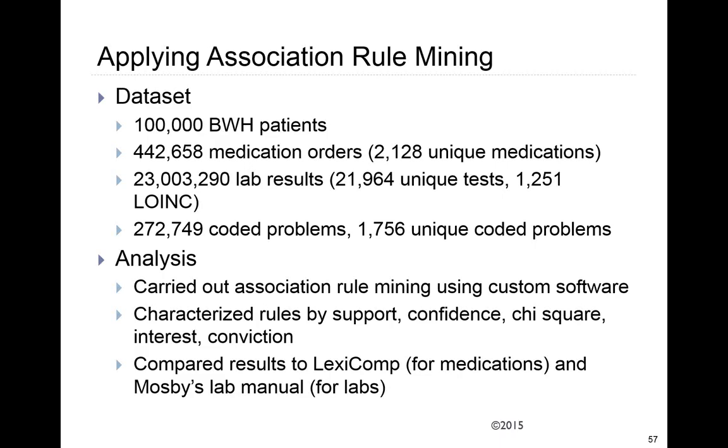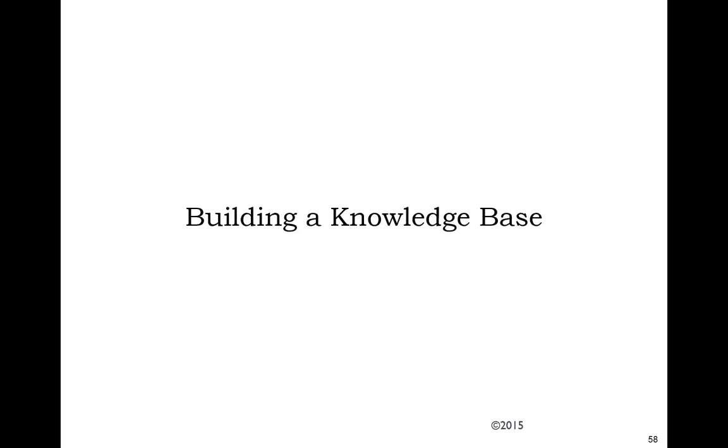We did this for 100,000 patients, so it's a massive amount of data. Actually, we originally wanted to do it for all the patients at the Brigham, but our IRB was nervous, and so 100,000 somehow seemed safer than all the patients. And so we developed some software to do this data mining, and we characterized the results by some different statistical measurements, and then we compared them to gold standards, so Lexicomp's drug knowledge compendium, and then Mosby's lab manual for lab results. If you go forward to another slide.